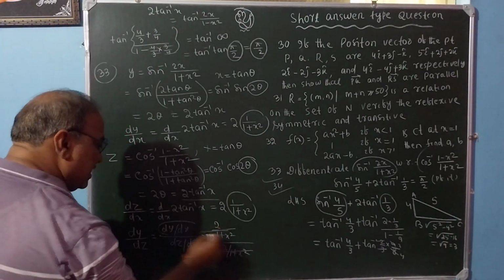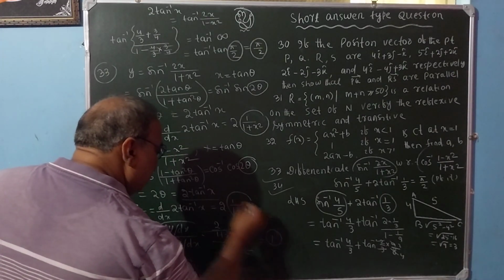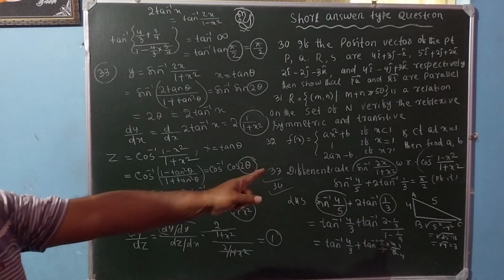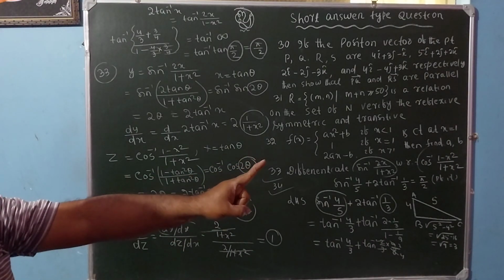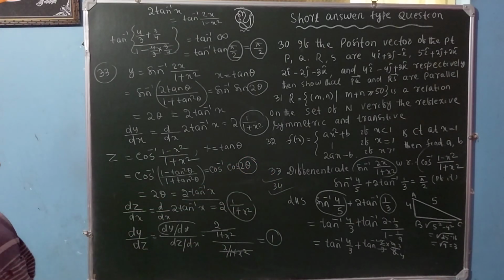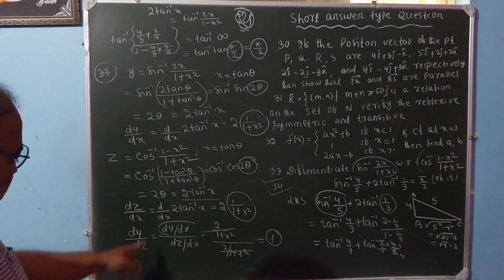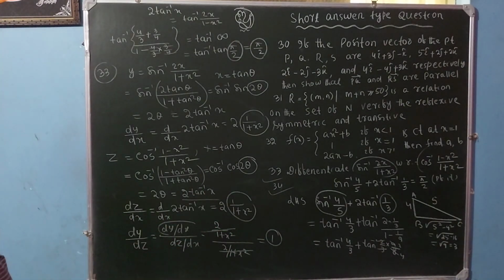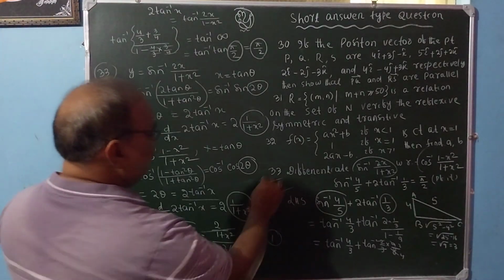So this is a cancel. Result is 1. So differentiating sin inverse 2x by 1 plus x square with respect to cos inverse 1 minus x square divided by 1 plus x square, then the value of dy/dz is 1. So this is the answer of question number 33.